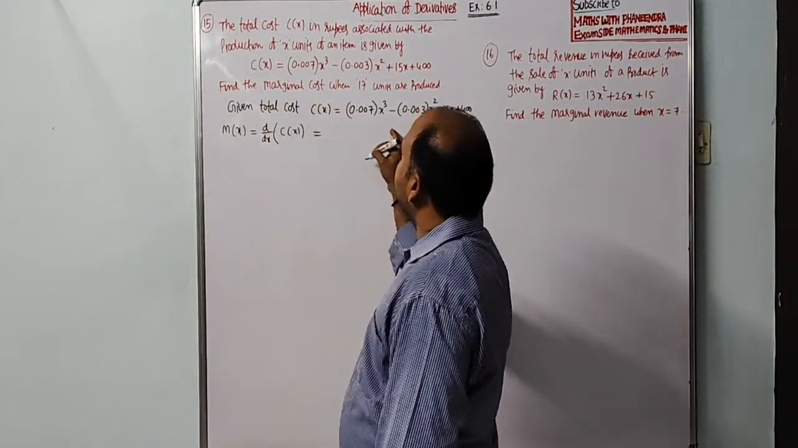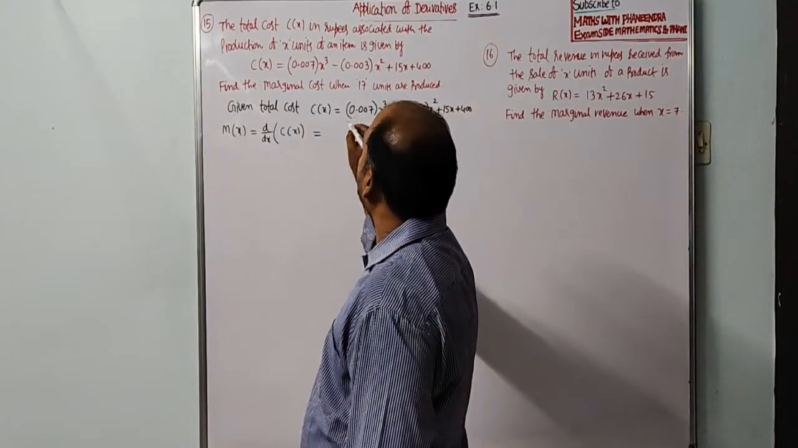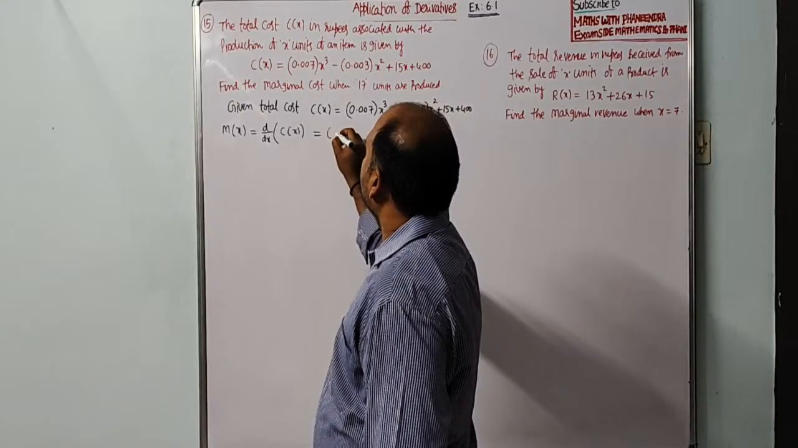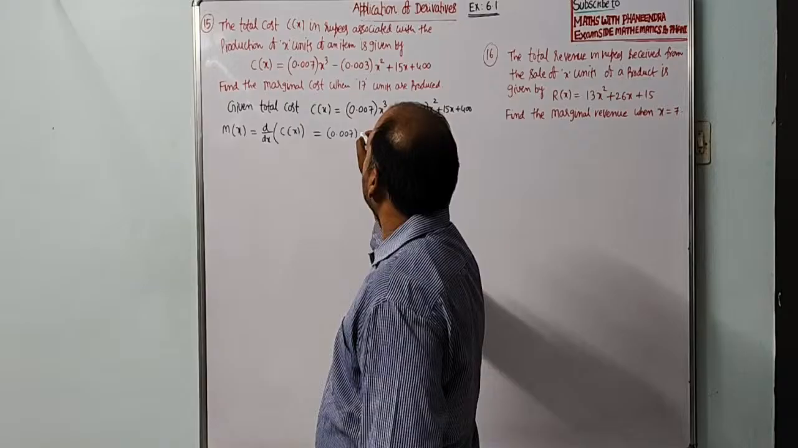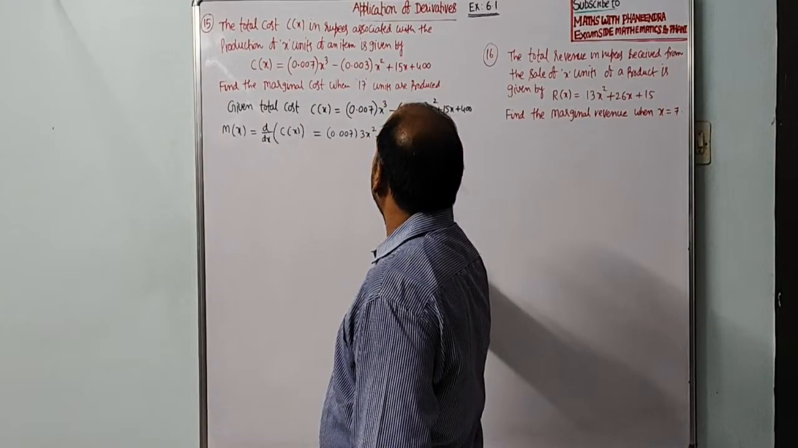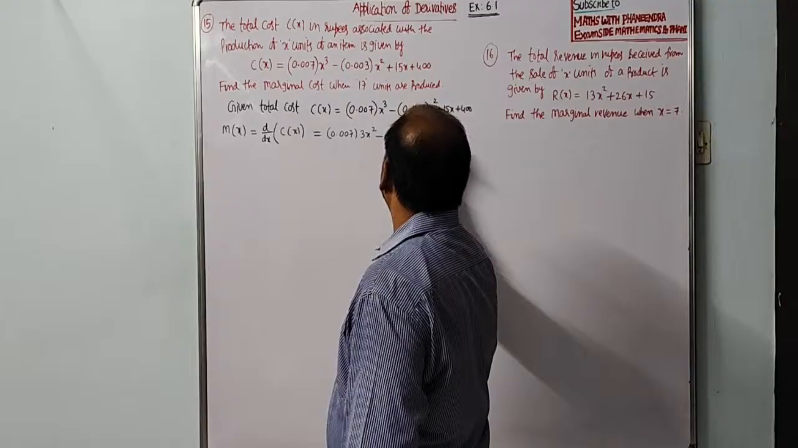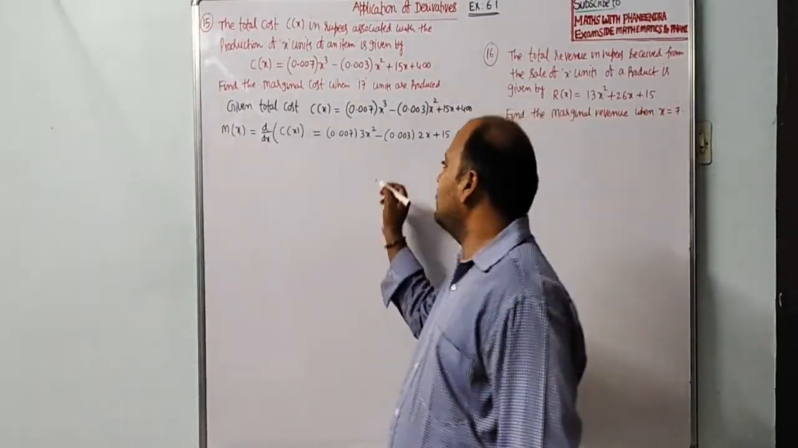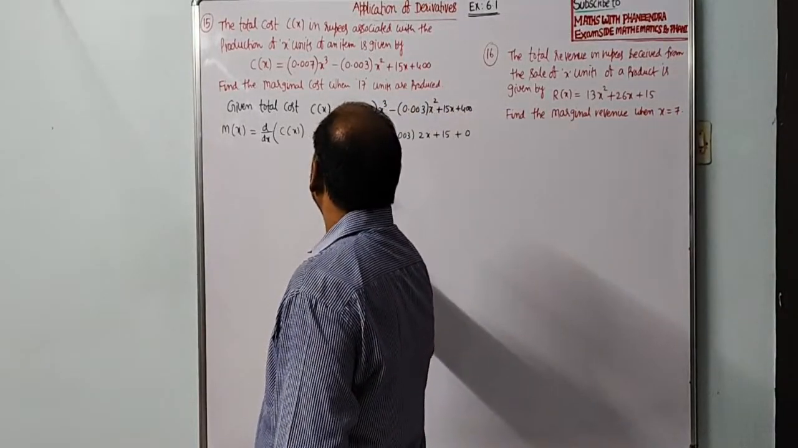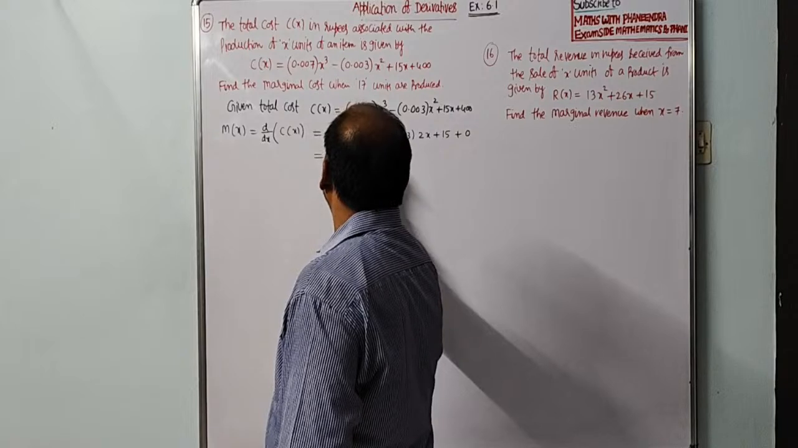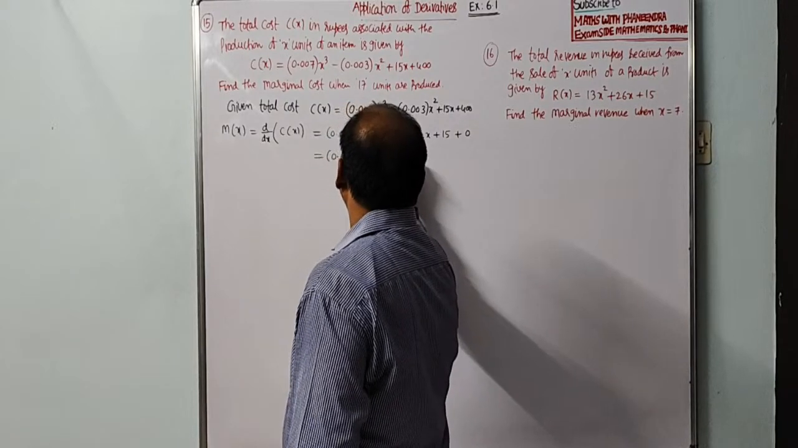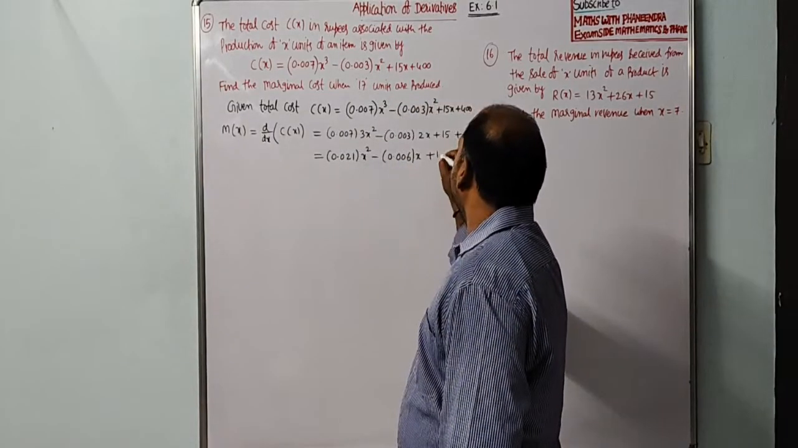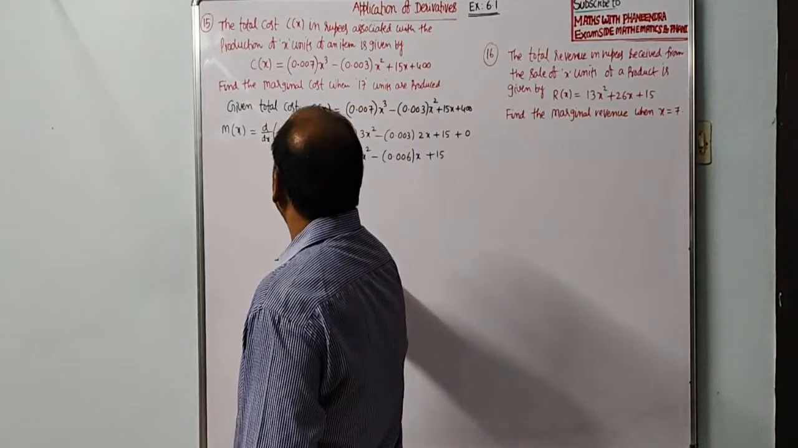So differentiate with respect to x. C of x we are differentiating with respect to x. 3x square will come. 0.007 into 3x square minus 0.003 into 2x plus 15x derivative is 15 plus 0. Now multiply with this 3 here. So 0.021 into x square minus 0.006 into x plus 15. So this is the marginal cost.